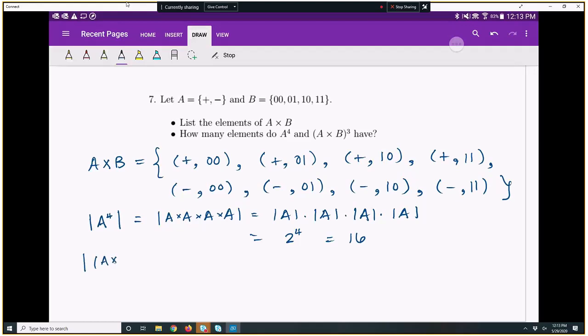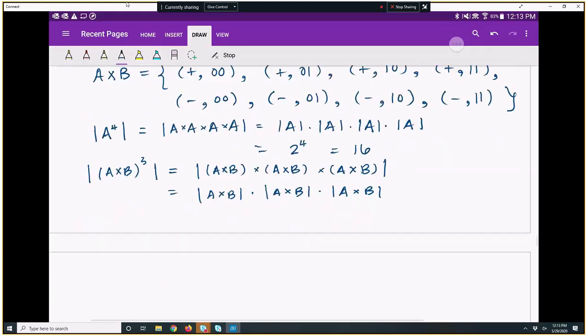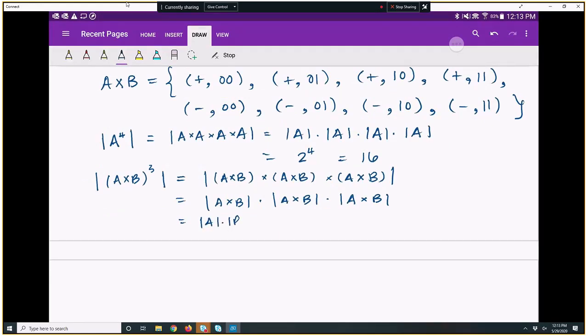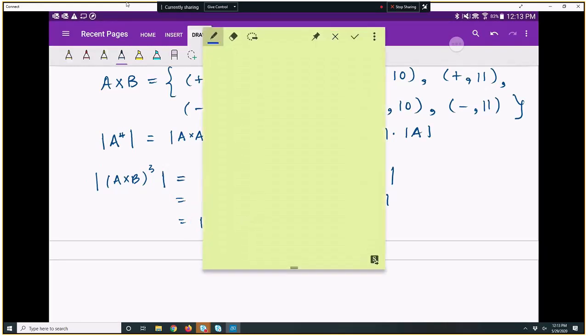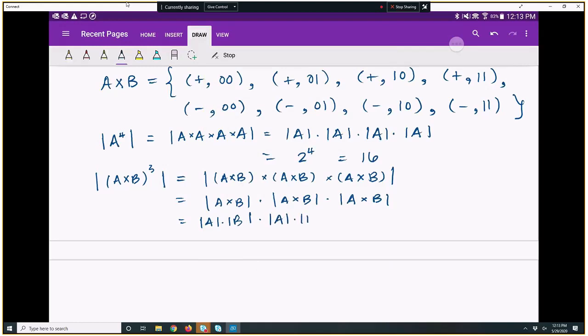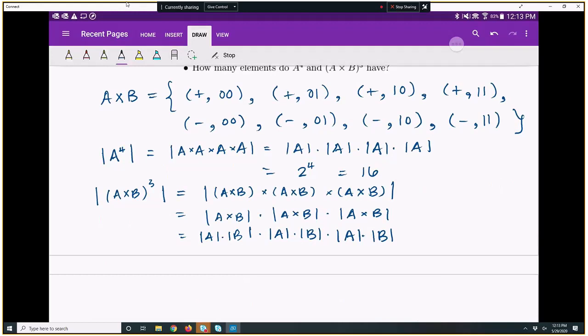The cardinality of (A cross B) cubed should be the cardinality of A cross B cross A cross B cross A cross B, which would be the cardinality of A cross B times the cardinality of A cross B times the cardinality of A cross B. But each of these is a cross product, so that's the cardinality of A times the cardinality of B times the cardinality of A times the cardinality of B times the cardinality of A times the cardinality of B. And we know the cardinality of A is 2, cardinality of B is 4, so this is going to be 2 cubed times 4 cubed, or in other words, 8 cubed, which is 512.